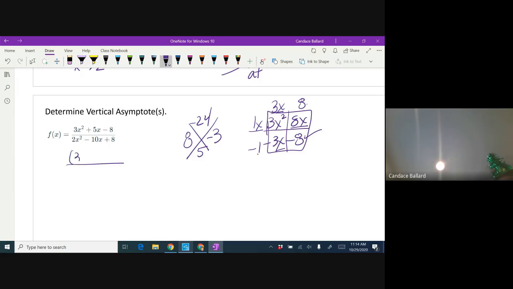Did anybody factor the denominator yet? What'd you get if you factor the denominator already?